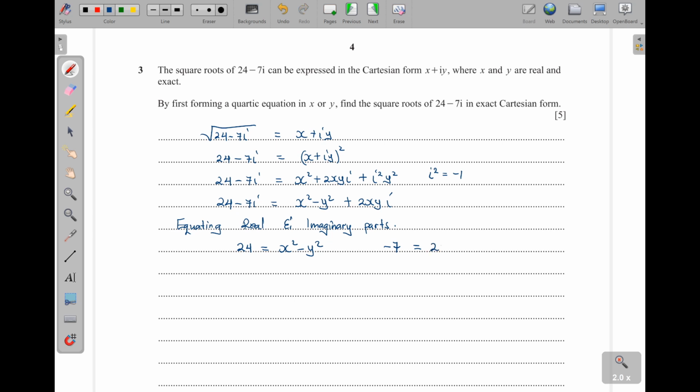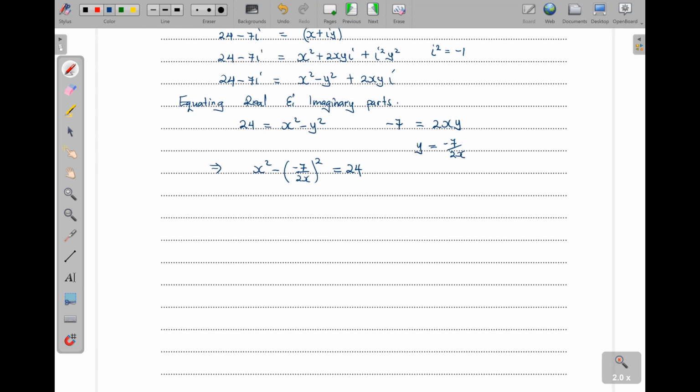So I can express either x in terms of y or y in terms of x. So from here, y can be equal to negative 7 over 2x. So meaning when I substitute in here, I will have x squared minus y, which is negative 7 over 2x, then we square it, then we equate to 24. So simplifying this, it will be x squared, then minus 49 over 4x squared, which is equal to 24.